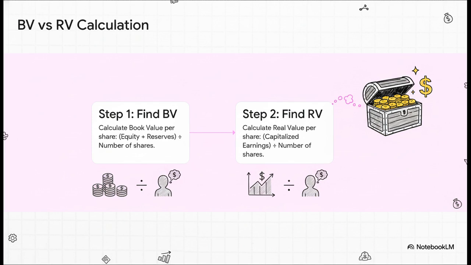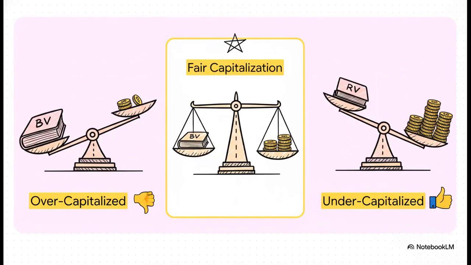Step 2, you calculate the real value per share. This is based on its actual earnings, and it tells you what the share should be worth based on its performance. Once you have both these values, giving the final verdict is easy. Just compare them. If book value is more than real value, it's a clear case of overcapitalization. If real value is more, it's undercapitalized. And if, by some magic, they are equal, the company has achieved fair capitalization. Just remember these 3 simple rules.